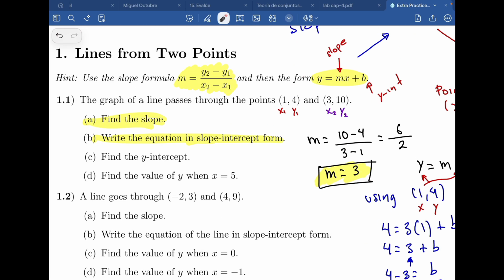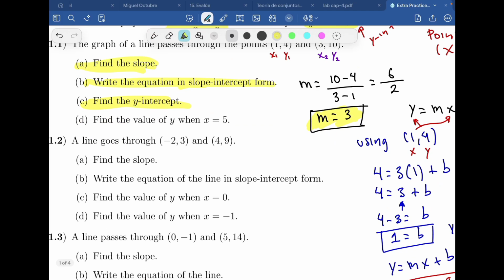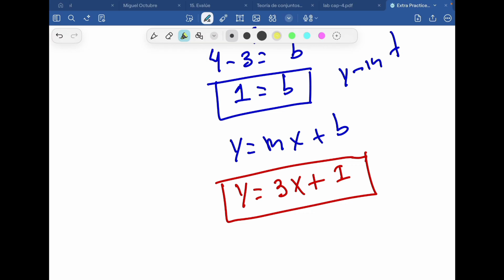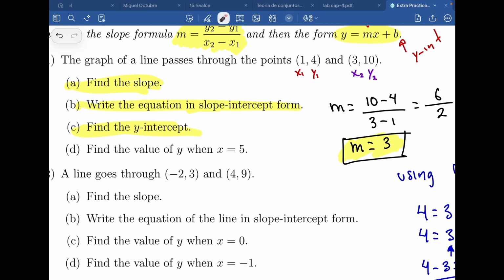Find the y-intercept. This is easy peasy because we already have the y-intercept. What is the y-intercept? Obviously, according to this, it is 1. Okay, so now find the value of y, when x is 5.